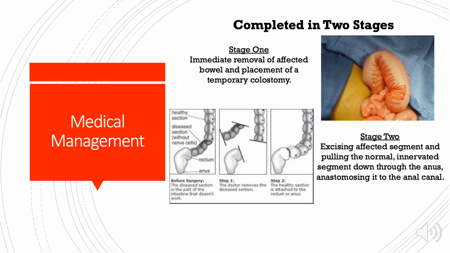Stage 2 is also known as a Soave endorectal pull-through, and it usually is performed when the child reaches a weight of about 20 pounds. Basically, this is pulling the healthy bowel to the rectum to allow proper passage of stool.